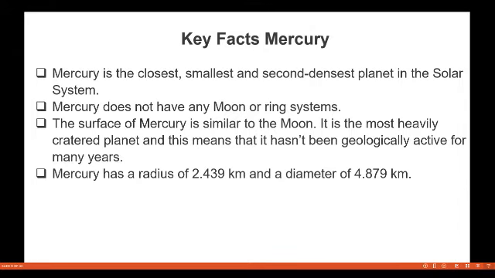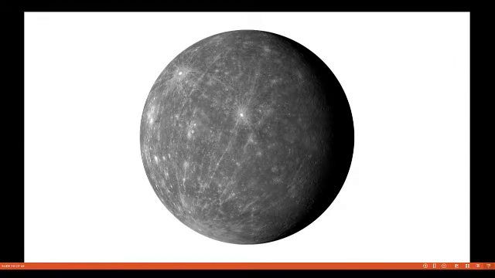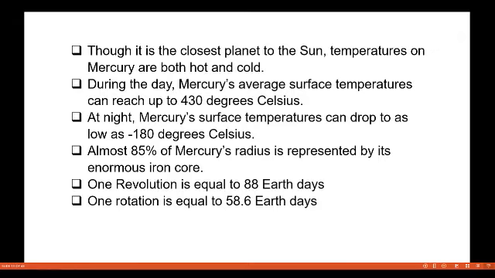The surface of Mercury is similar to the moon. So in appearance, the moon and Mercury look similar. It is the most heavily cratered planet, and this means that it has been geologically active for many years. Mercury has a radius of 2,439 kilometers and a diameter of 4,879 kilometers. This is how Mercury looks, similar to the moon of the Earth.